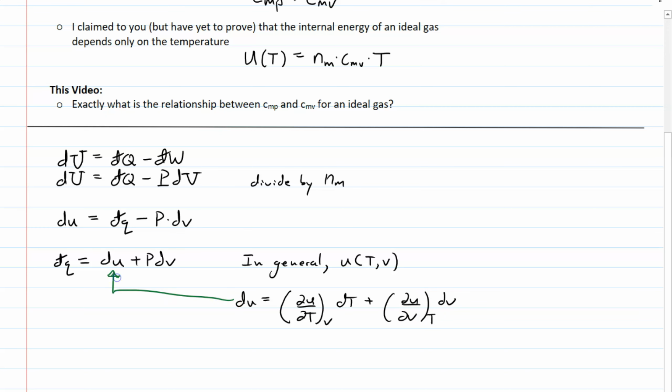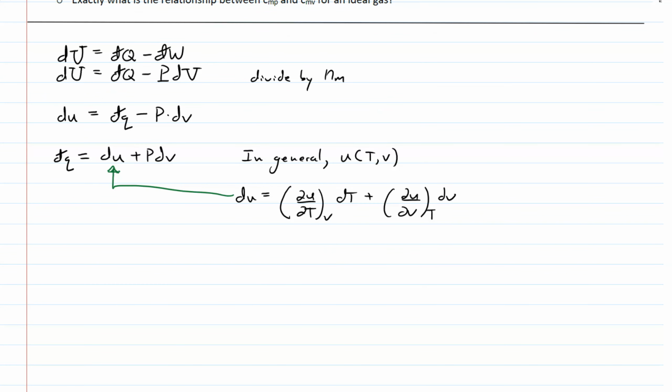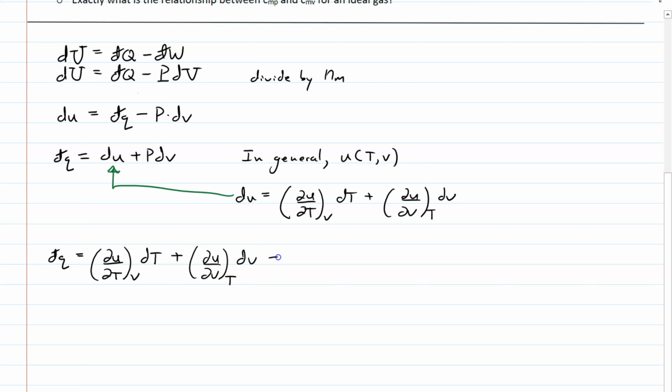Okay, let's do some algebra and clean it up a little bit. dq is equal to, putting everything in here, the partial of u with respect to T at constant v times dT, plus the partial of u with respect to v at constant T times dv, plus p dv. And then I'm going to group the last two terms together. So the partial of u with respect to T at constant v times dT, plus this whole thing, the partial of u with respect to v at constant T plus p, times dv. Whoops, dv is on the outside.